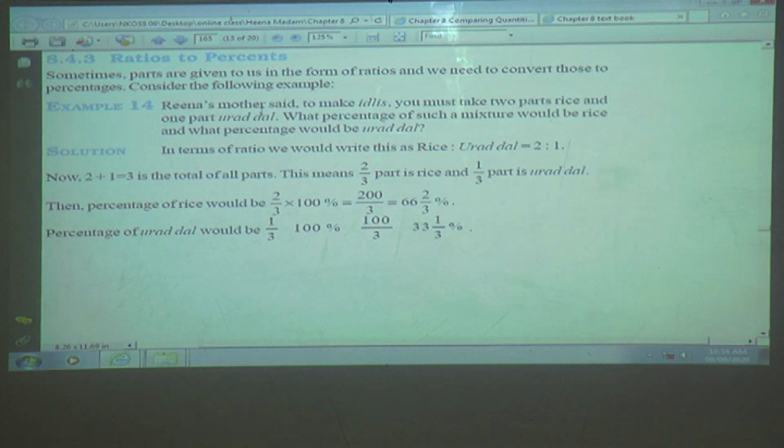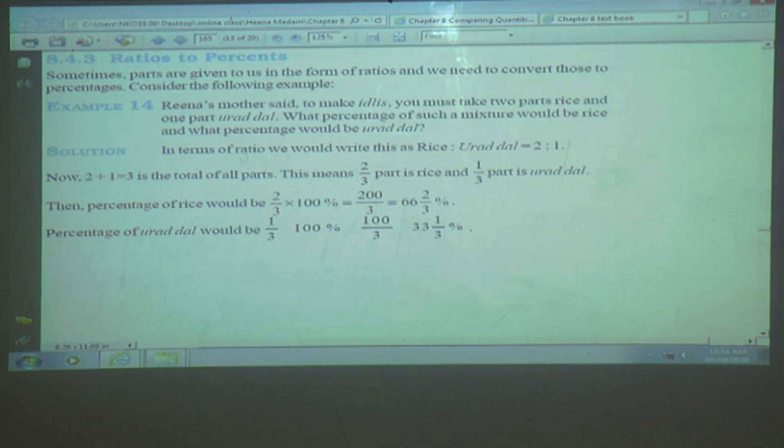Here Reena's mother said, to make idlis you must take 2 parts of rice and 1 part of urad dal. To make idli, her mother has given a ratio that she should take 2 parts of rice and 1 part of urad dal. What percentage of such a mixture would be rice, and what percentage would be urad dal? Now the ratio was given, we have to find out the percentage of the urad dal as well as the rice.